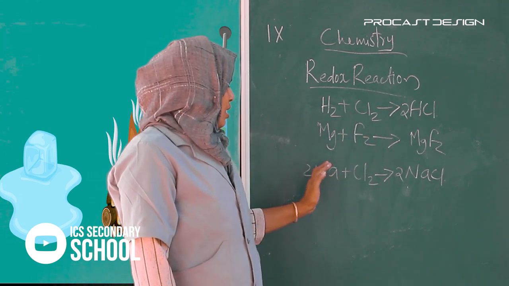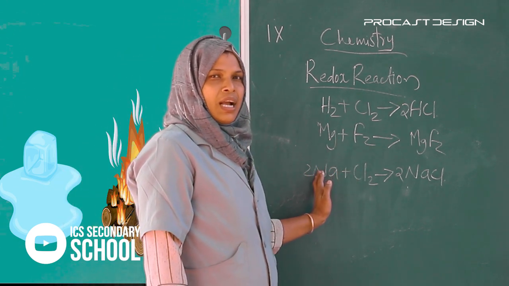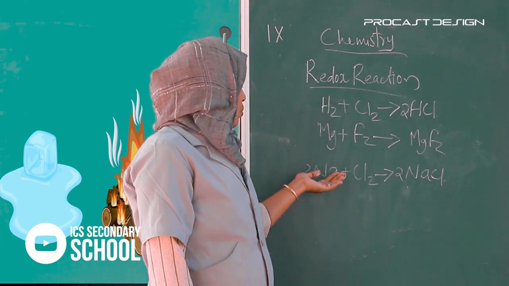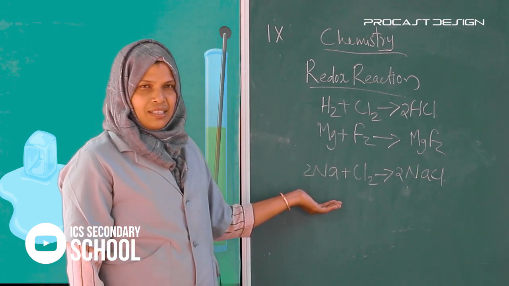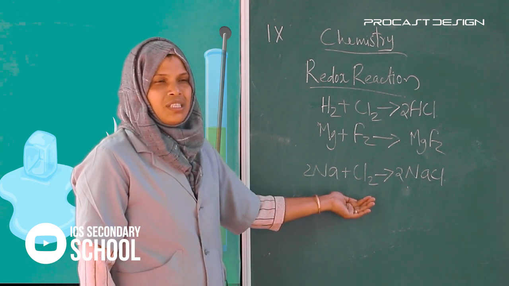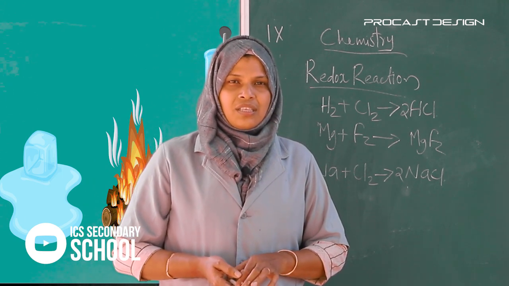Next, consider the next example. Na plus Cl2, sodium combines with chlorine to form sodium chloride. Here sodium atom is oxidized and chlorine atom is reduced. So, this type of reaction is known as a redox reaction.